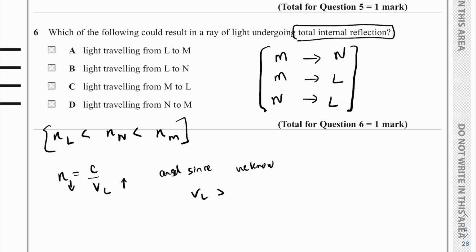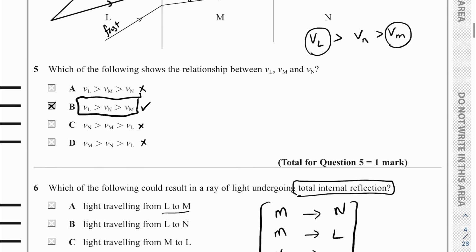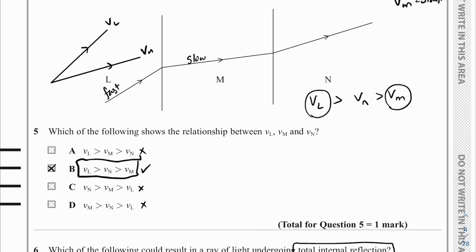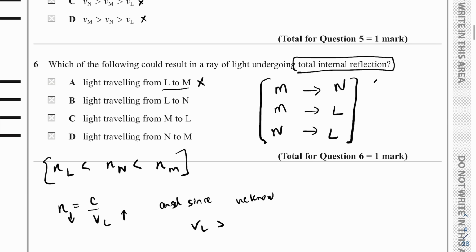Let's see what they're talking about here. Light traveling from L to M. L to M, we won't get total internal reflection. Then we have light traveling from L to N. It's none of the options here. Then we have M to L, which is correct, and N to M. Again, we can't go from here to here because it's more optically dense. We will not get TIR. So the only correct answer is C.